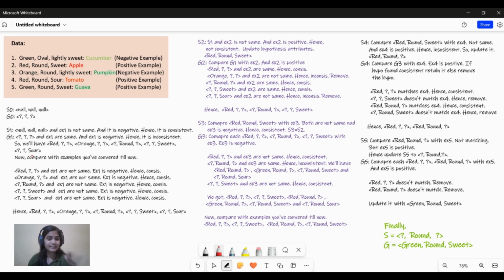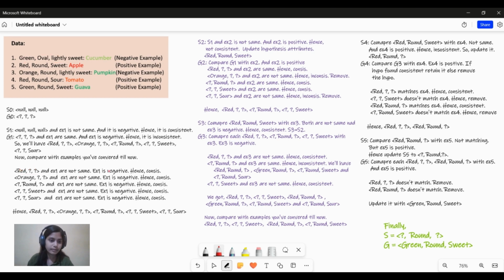Let's focus on the example. Now we will compare it with the examples we have covered till now. So we have covered only the first example till now, so we will compare it with the first example. So red, question mark and question mark. Is it same? Green, oval and lightly sweet? No, not same. Because green and red are different, but all other attributes are covering the other values. But the first attribute is not same.